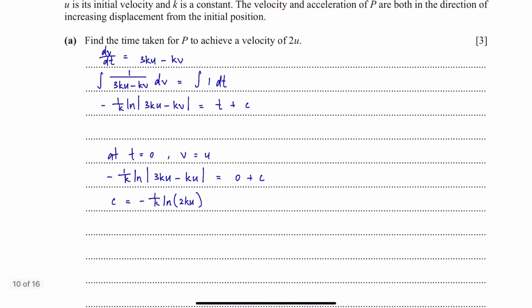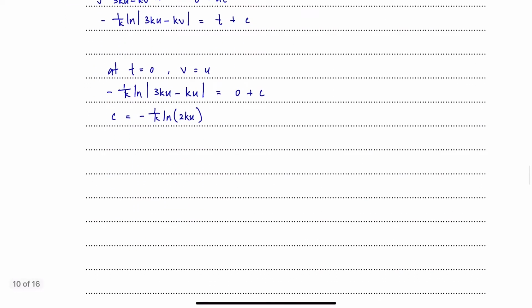So we need to find the time taken to achieve a velocity of 2u. So basically, substitute v equals 2u. So we have negative 1 over k ln 3ku minus 2ku equal to t minus 1 over k ln 2ku.